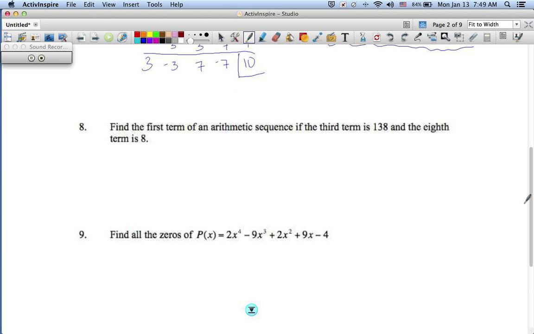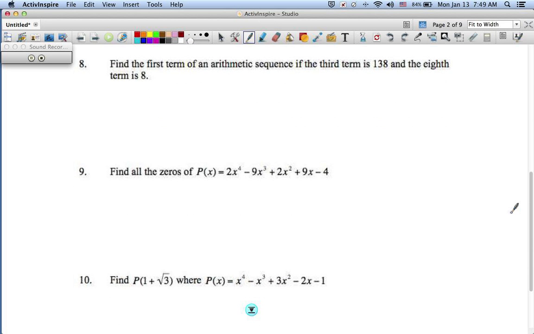Looking at number 8 here, find the first term of an arithmetic sequence if the third term is 138. So t sub 3 is 138, and the 8th term, t sub 8, is 8. Well, it's arithmetic. It must have a common difference. So 138 minus 8 over 3 minus 8 gives me 130 over negative 5, which is a difference of negative 26. This problem should look familiar. We've seen this one before.